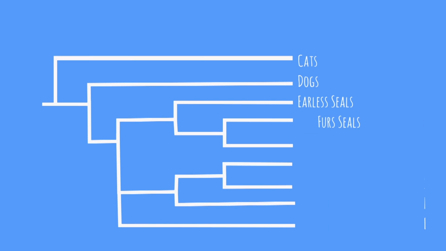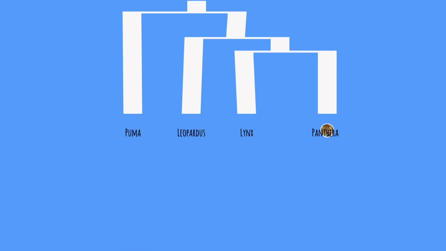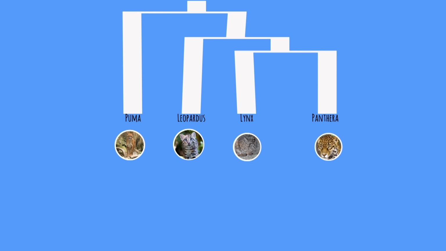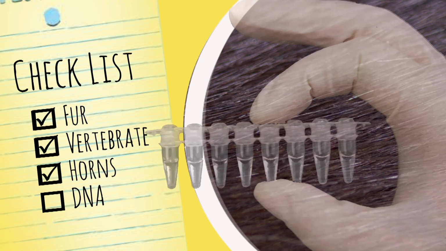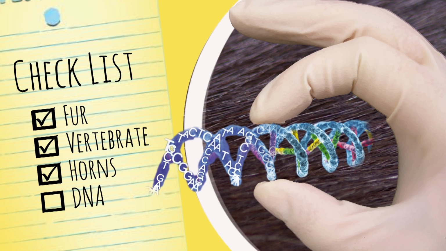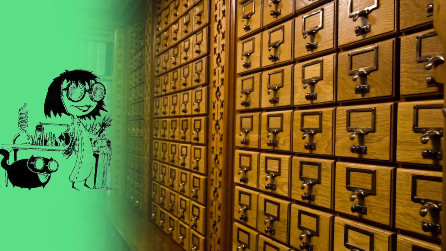North America has many types of carnivores and is home to 4 types of cats. If we look at the characters of these 4 cats, we can build a diagram of who is most closely related to whom. The characters may be morphological, like fur, a spine, or horns, or microscopic, like DNA sequences or whole genomes. It is up to the scientist to sort which of the many characters best distinguishes the groups.